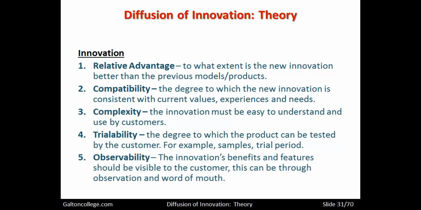Observability. The advantages of an innovative product should be obvious to the customer. And it can be obvious by observation, by looking at the advantages, by looking at the product working, by looking at how the product can be used, by a little imagination as well, to imagine how the product will benefit the business or the consumer. And it could be done by observation, but it could also be done by word of mouth, people telling each other about the product. And in that way, the idea of the innovation is diffused.